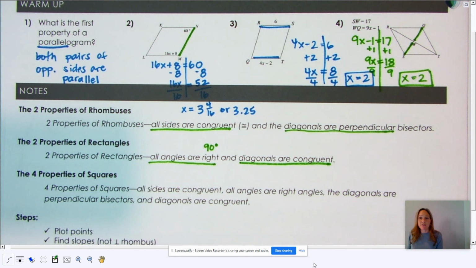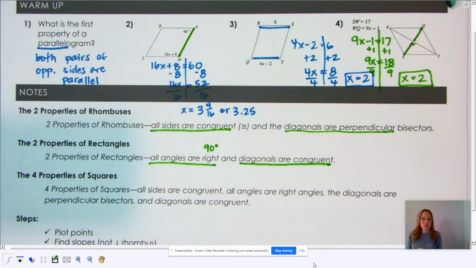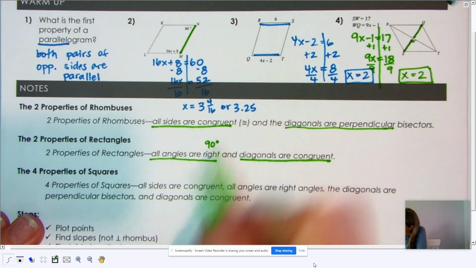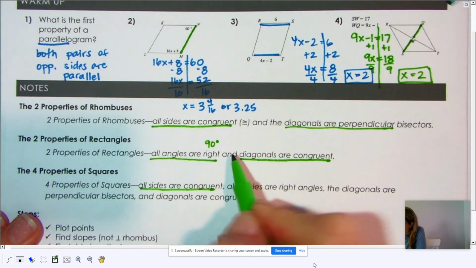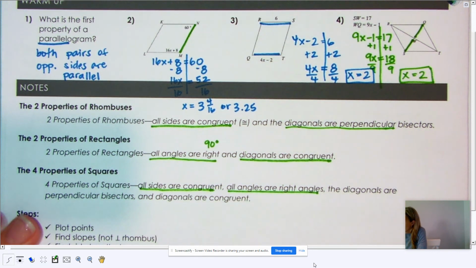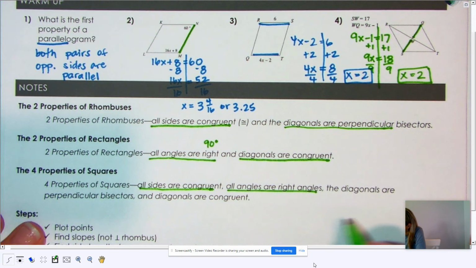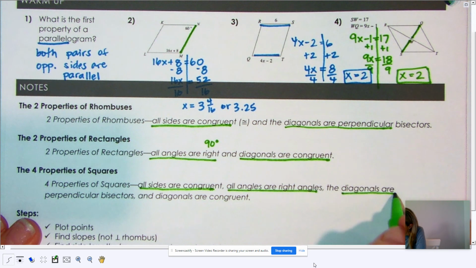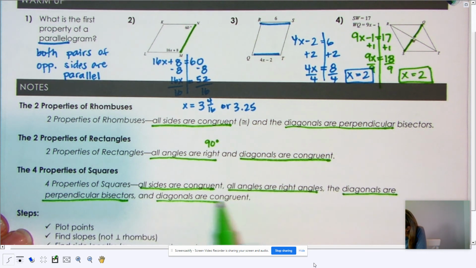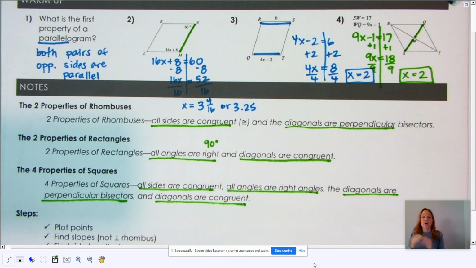Then the properties of squares would be if you combine all of that together. A square is both a rhombus and a rectangle. So on squares, all the sides are congruent. All the angles are congruent to each other, meaning that they're all 90 degrees. The diagonals are not only bisectors, they're perpendicular bisectors, and they are also congruent to each other. So rhombus, all the sides are the same. Rectangles, all the angles are the same. Squares, sides and angles are the same. If you had a Venn diagram, the square would be right in the middle there.